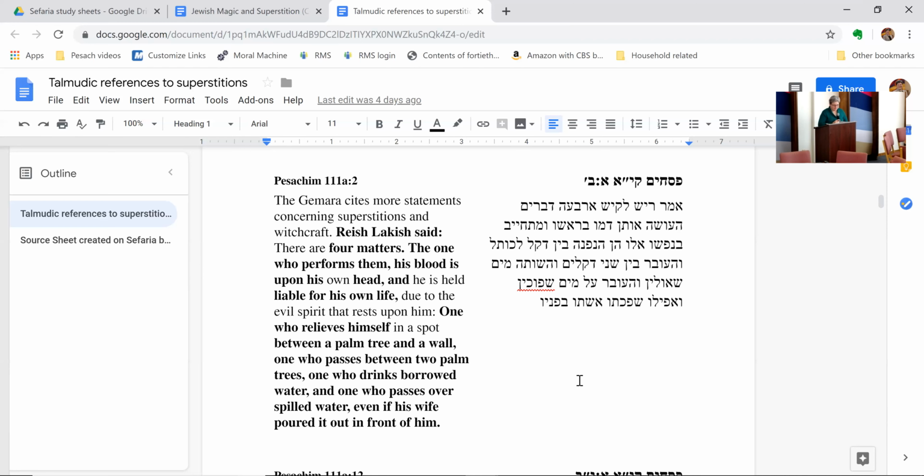One who relieves himself in a spot between a palm tree and a wall. One who passes between 2 palm trees. One who drinks borrowed water. And one who passes over spilled water, even if his wife poured it out in front of him. Fascinating. I think that's fabulous. If there is some argument in the house and the man is striding towards his wife, oops, spilled water. Stay there. Don't go. Exactly. Very useful. Right. Okay. So.